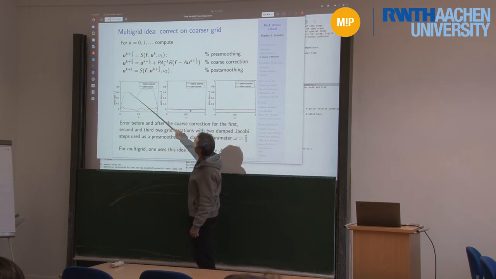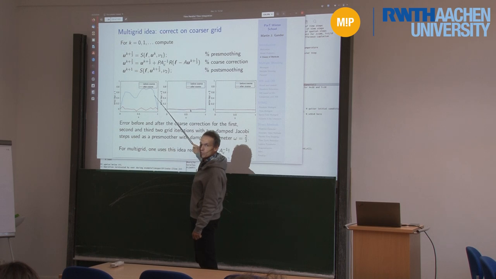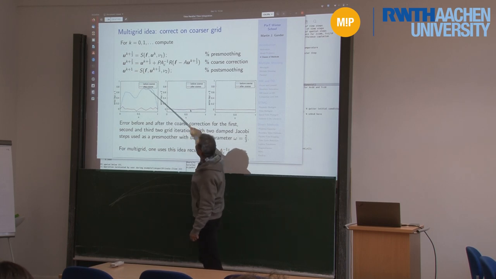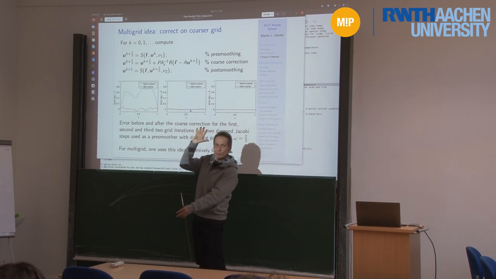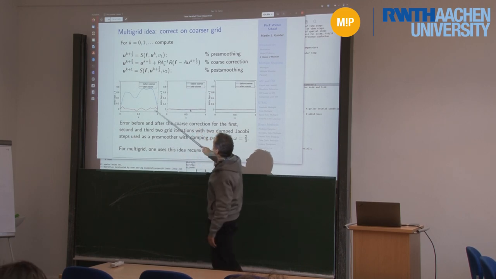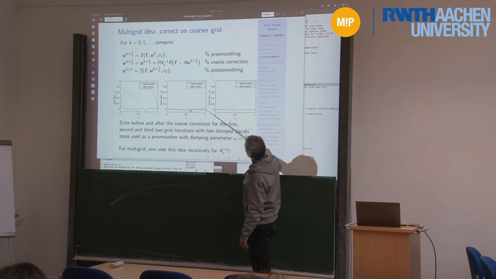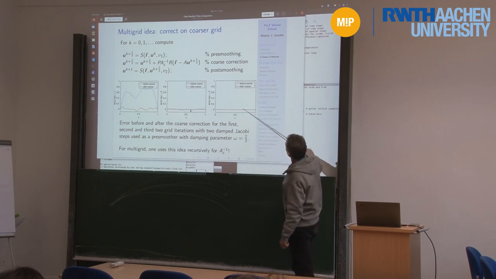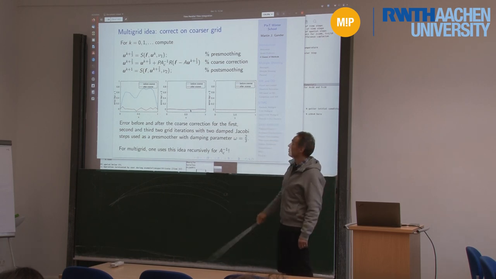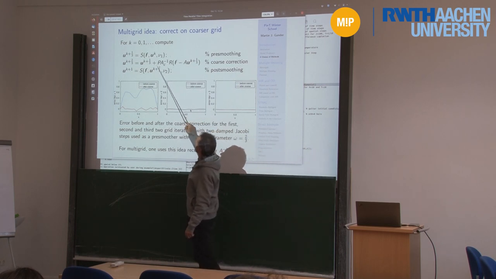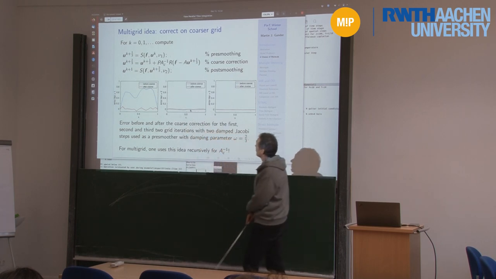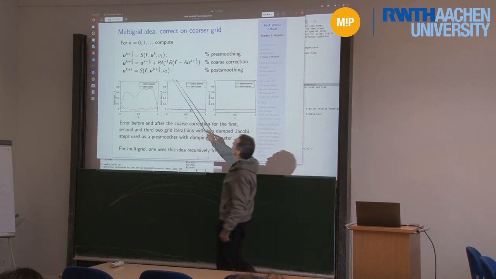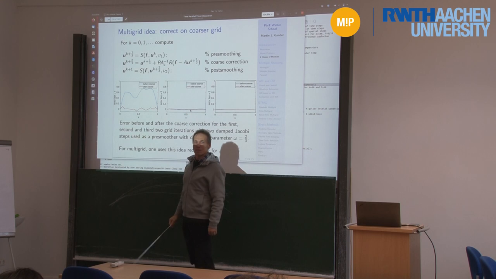So here I've shown you exactly the first few smoothing steps, like on the previous transparency with a half for omega. And the coarse correction goes here, from here to here. So this whole mountain is removed in one go. It's just gone. And then I do a few smoothing steps. I do again a coarse correction that you can almost not distinguish anymore. And in the third iteration, error has disappeared everywhere. So this two-grid iteration is tremendously successful for such type of problems. Tremendously successful.